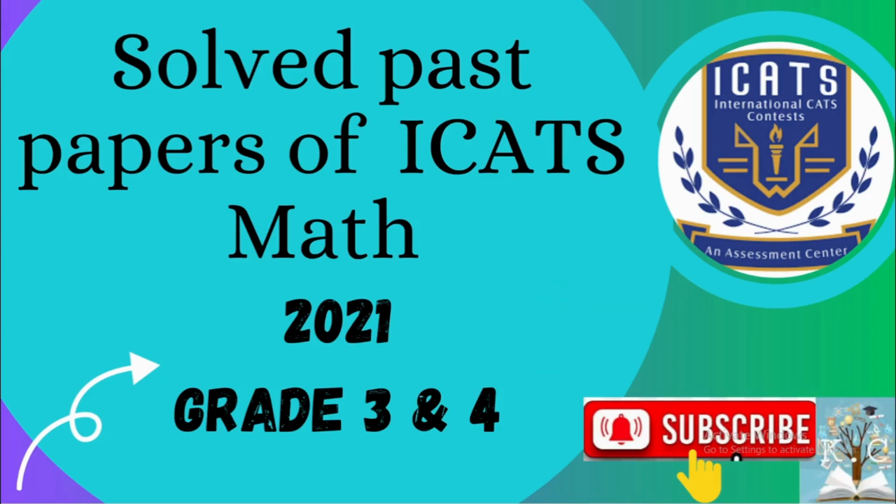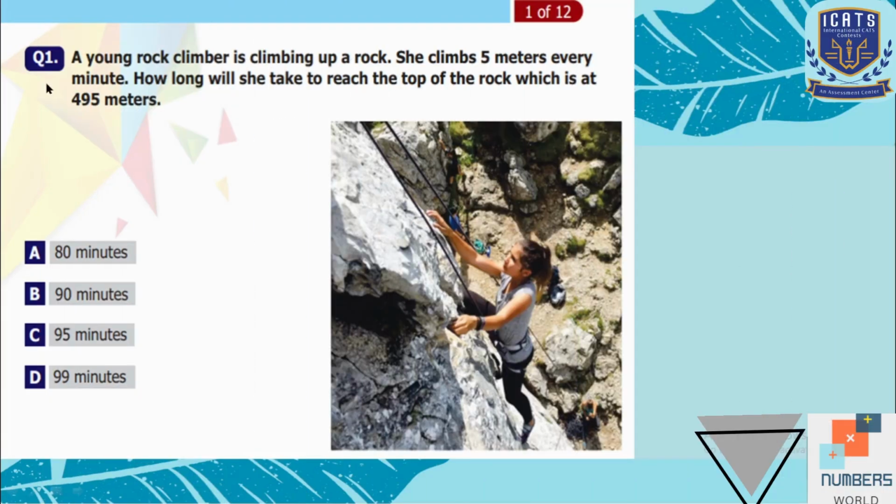So let's just start solving the problems. Question number 1. A young rock climber is climbing up a rock. She climbs 5 meters every minute. How long will she take to reach the top of the rock, which is at 495 meters? The total height of the rock is 495 meters and she climbs 5 meters per minute. So we are going to divide.